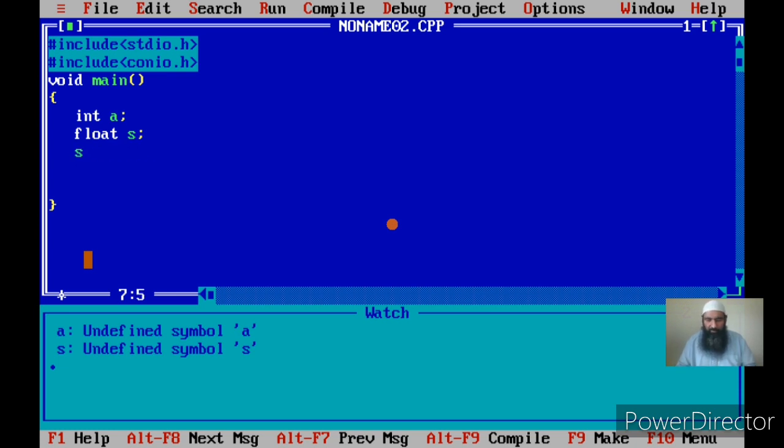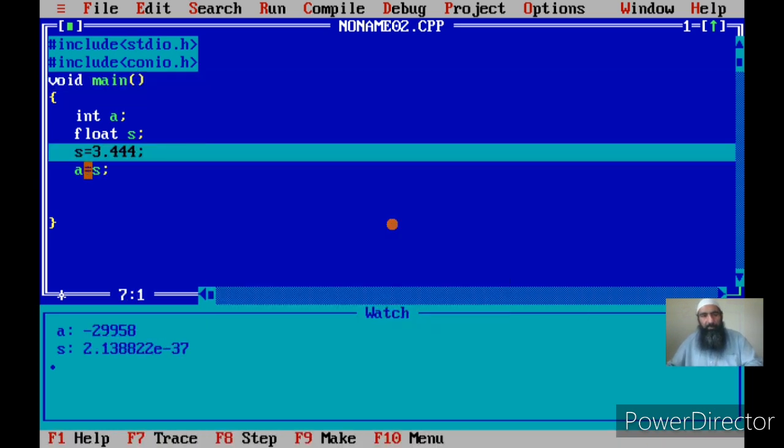Now let us try to do one more exercise and it will be clear. Suppose s is equal to 3.444. Now s can hold 3.444. Now I say a is equal to s. Observe here, s is of type float, therefore 3.444 it can hold. Now in the next statement I am assigning the value of s to a, but a is of type integer. Whatever is stored in s, will that be passed to a? No, only the integer part, that is 3, will be stored here, but 0.444 will be lost. See here.